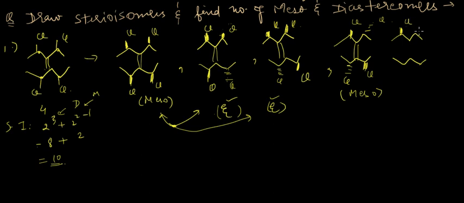So here you can have something like this, and you can draw the mirror image of this as well. Okay, so I hope you can draw all the possible structures required for calculating the number of meso compounds and diastereomers.